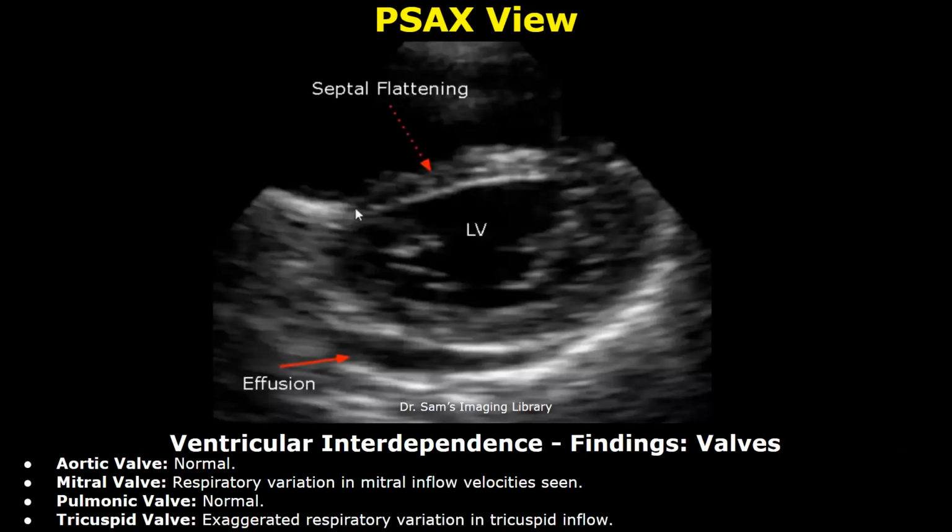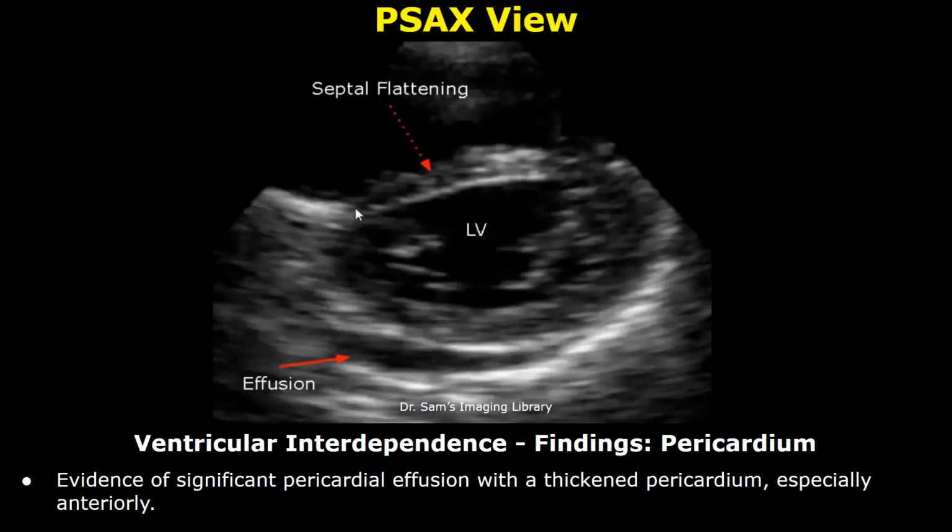The aortic valve is normal. In the mitral valve, respiratory variation in mitral inflow velocity is seen. Pulmonic valve is normal. In the tricuspid valve, exaggerated respiratory variation in tricuspid inflow. These are the findings in the pericardium. Evidence of significant pericardial effusion with a thickened pericardium, especially anteriorly.